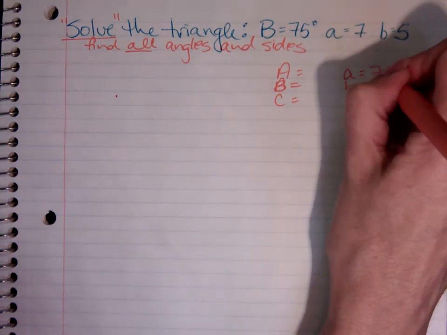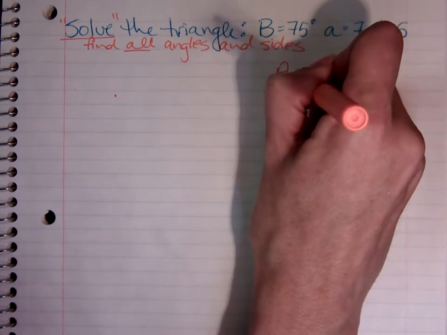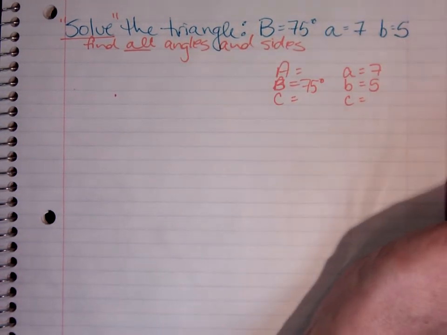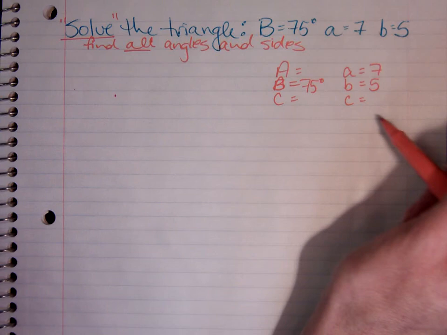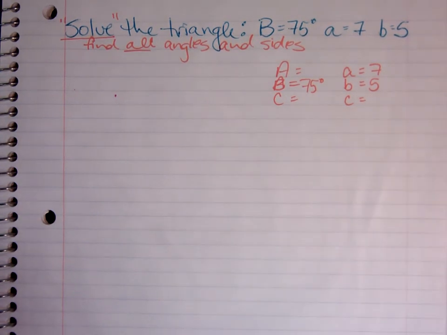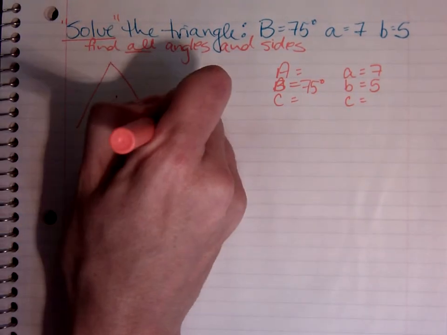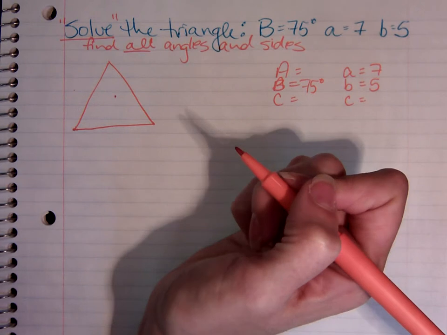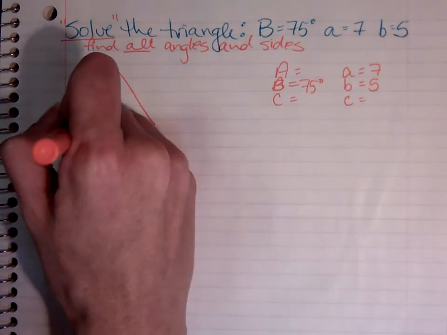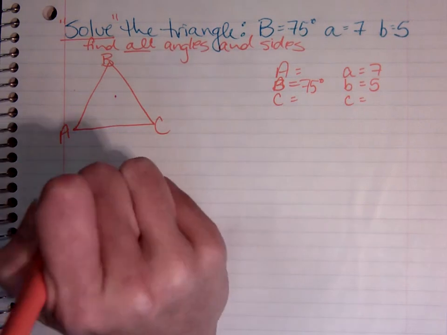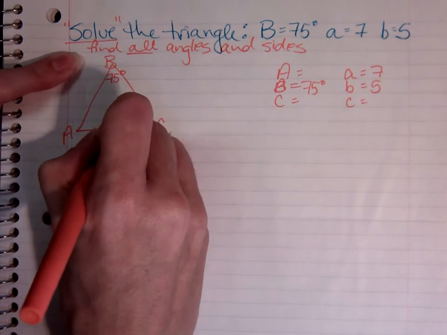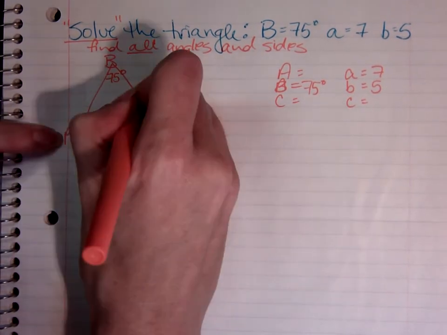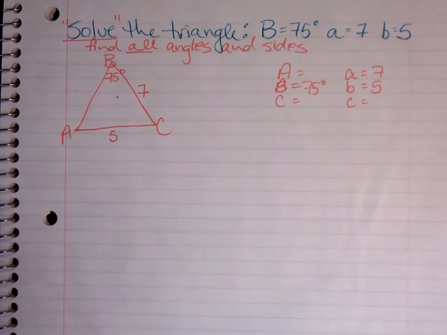Well, we already know 7, 5, and 75 degrees. So we need to use whatever we can to try to piece together and figure out what the other sections are. It's not a right triangle. I can't rely on Pythagorean theorem, but I can draw a triangle, and it's really more of just a graphic organizer so we can keep track of the information we have. Label A, B, and C. Angle B I'm going to fill in at 75 degrees. Side B is 5. Side A is 7. And that's all I know right now.